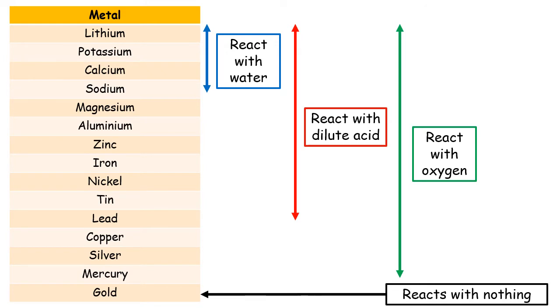And then finally we've got gold at the bottom, and gold doesn't really react with anything, which is why anything made out of gold doesn't tend to tarnish. Gold tends to stay shiny for decades at a time because it's not reacting with anything. We're going to look at these different reactions in a bit more detail next.